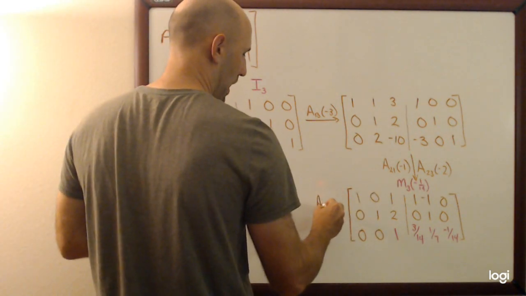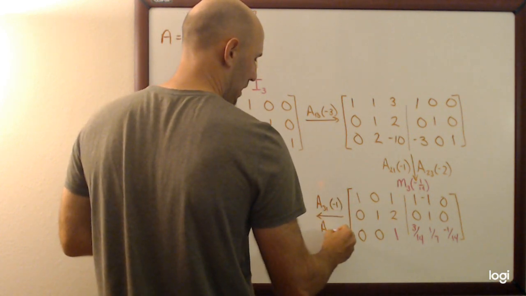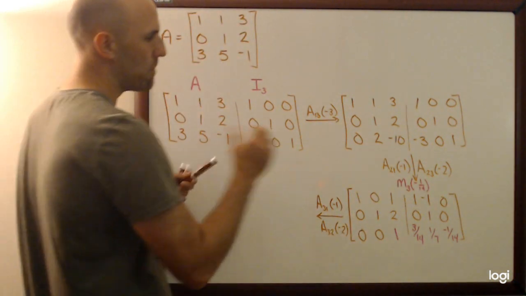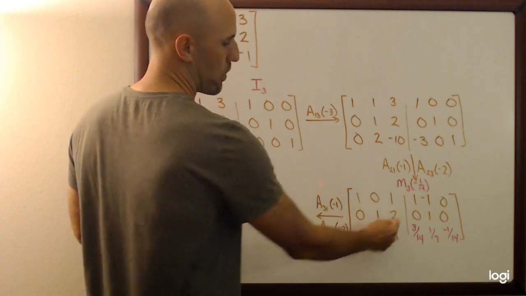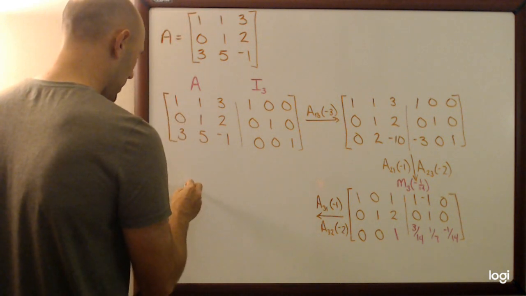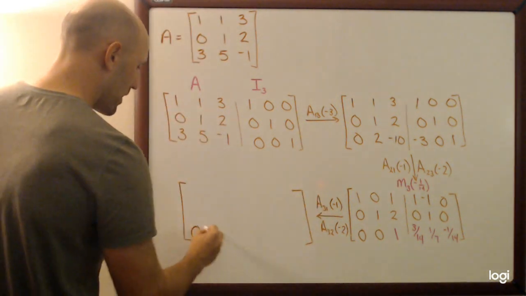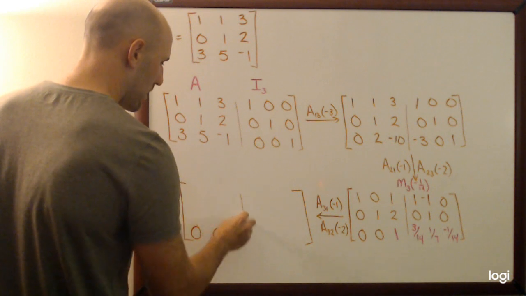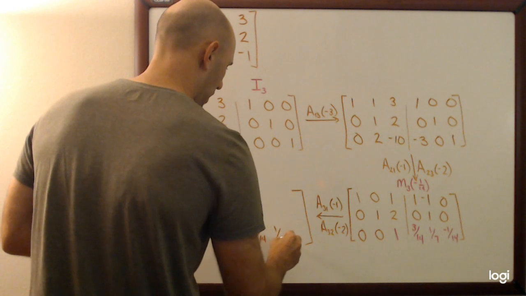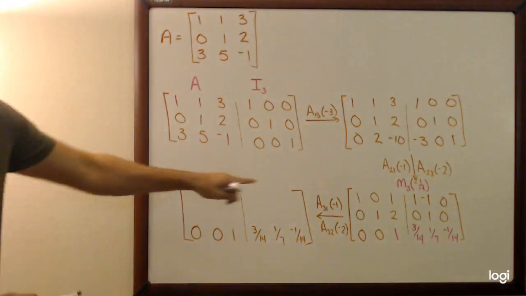I need A3,1, negative 1 and A3,2, negative 2. And that should actually finish this off, right? Remember, the purpose was to take the left-hand part and turn it into reduced row echelon form, right? All right, let's see what happens. So remember, row 3 is not going to change. 0, 0, 1. I've got 3/14, 1/7, negative 1/14.